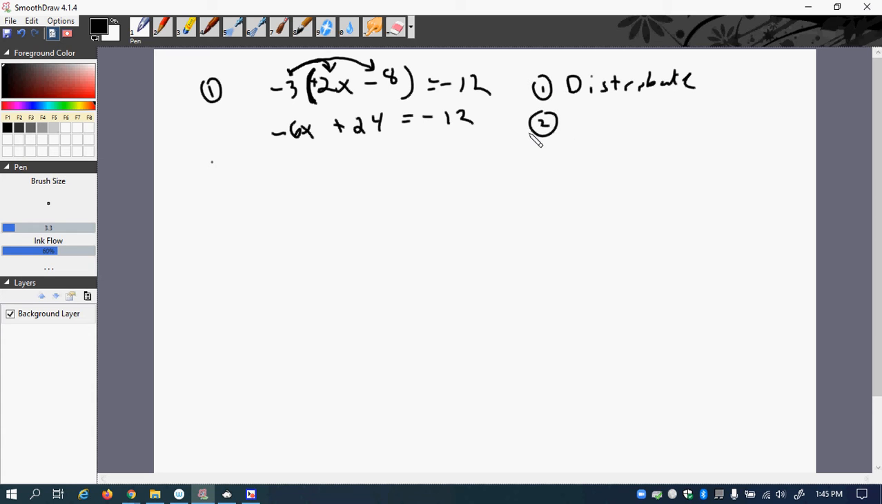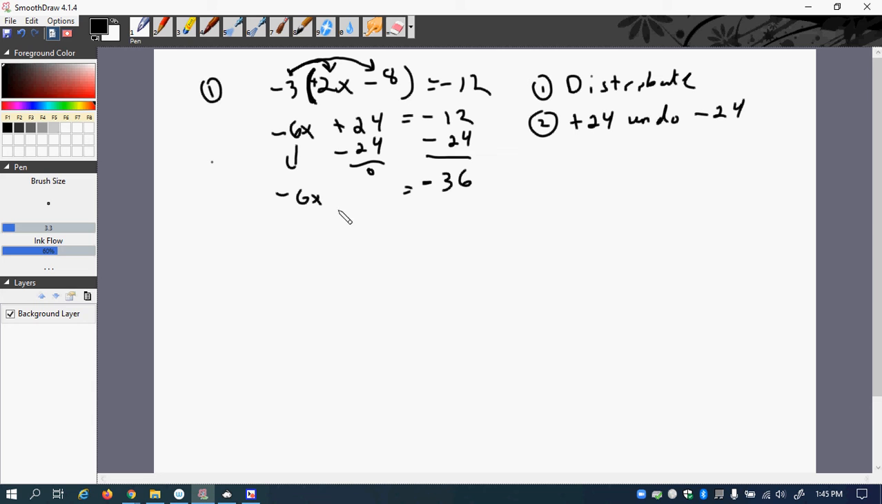The second step is to do the opposite of plus 24. So we have adding 24, so to undo is to subtract 24. So subtract 24, subtract 24. So we bring down negative 6x. This is 0, of course. And then this is negative 36.